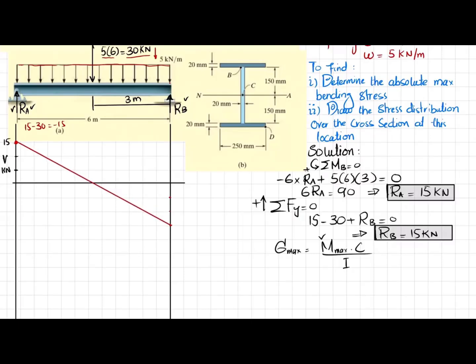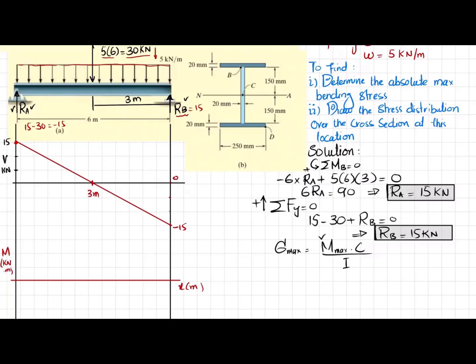You have to join these 2 points using a straight line, and definitely you will get the shear force diagram. Now at the end you can see RB, which is plus 15 kilonewton. This is minus 15, and the plus 15 will bring it to 0 again. At this location, which is 3 meter, your shear force will be 0. Now we will draw the bending moment diagram. Again, for the bending moment diagram you will draw X in meter, where you have the bending moment in kilonewton meter.